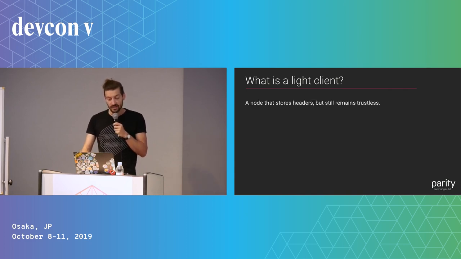So what is a light client? It's a node that stores headers but remains trustless. So it's a node that does access the blockchain and can give you a lot of information about the blockchain. It can help you do almost anything a full node would help you do from a decentralized application perspective. It is decentralized and it is not centralized.